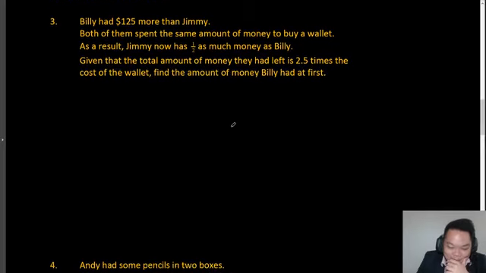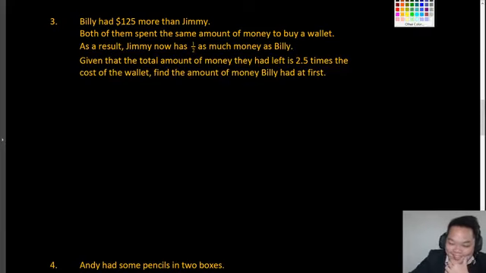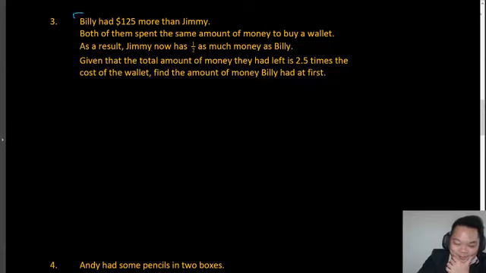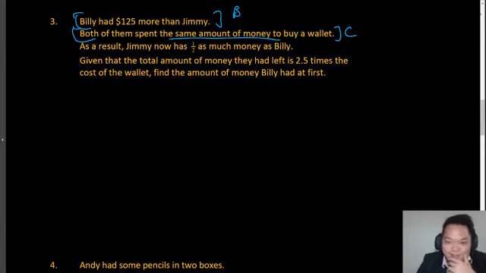Okay, let's go on to number 3 then. Billy had $125 more than Jamie. So this was before anything happened. Both of them spent the same amount of money to buy a wallet. That's the change. And as a result, Jamie now has got half as much money as Billy remaining.